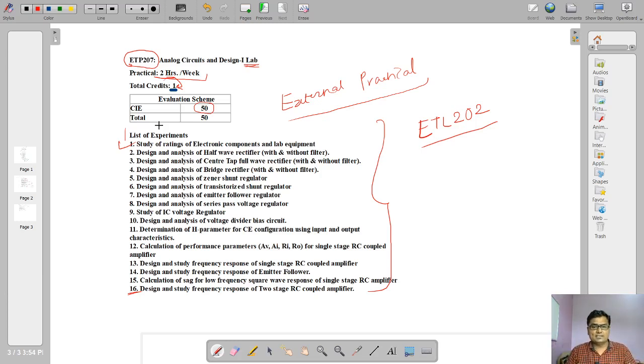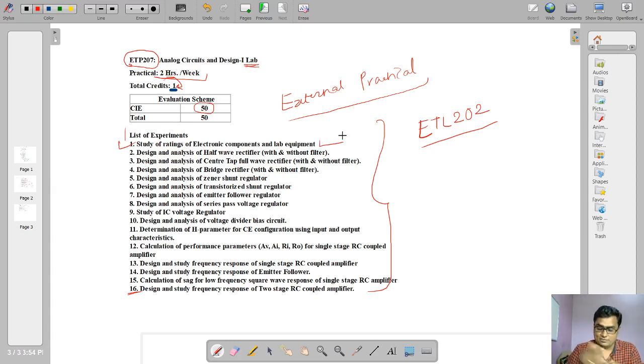So the first experiment, the study of ratings of electronic components, is all related to awareness of our lab. Henceforth, we will not say our lab. No, it's my lab. You should say it's my lab. Whatever is there is for your use only. Those equipments, those components, we kept everything for you. So you should be good at that. You should know each and everything in the lab. Any equipment you should be able to handle. That is why we are purposefully putting this as the first experiment.